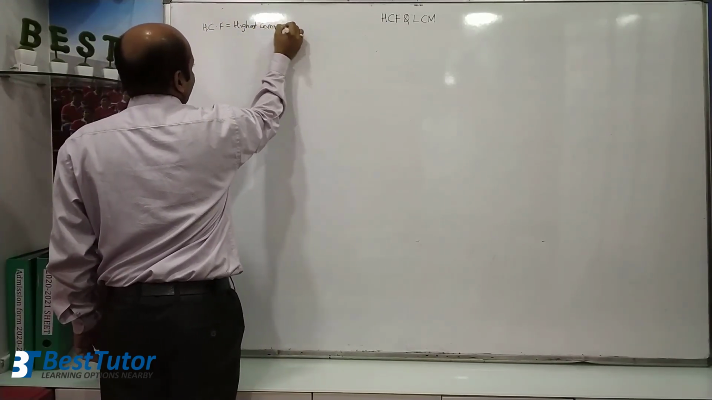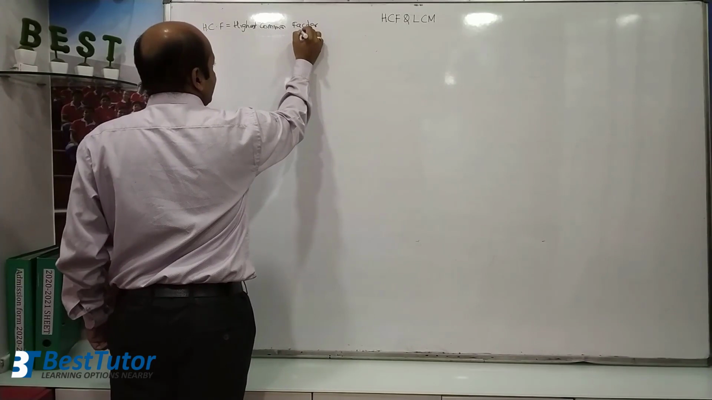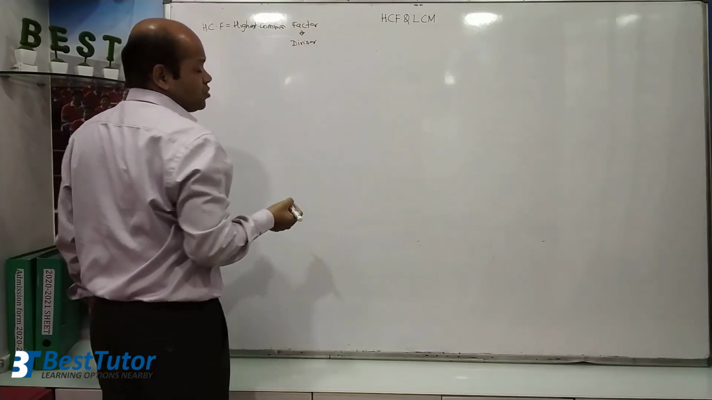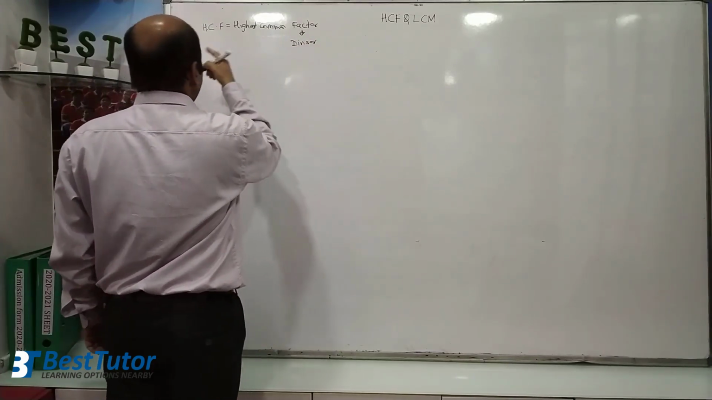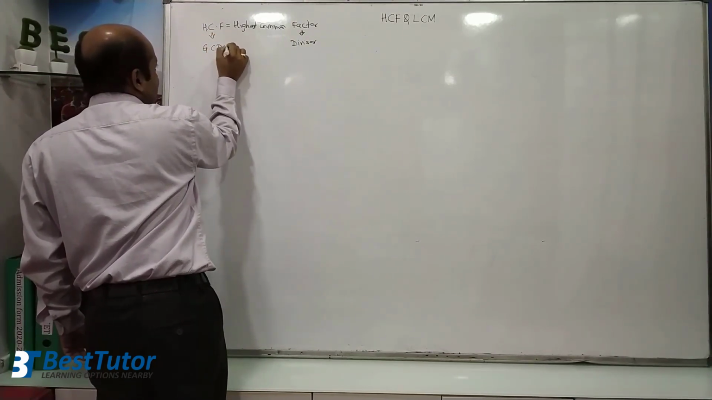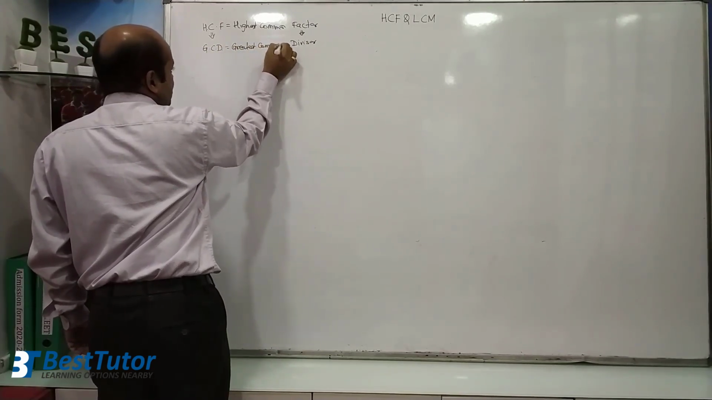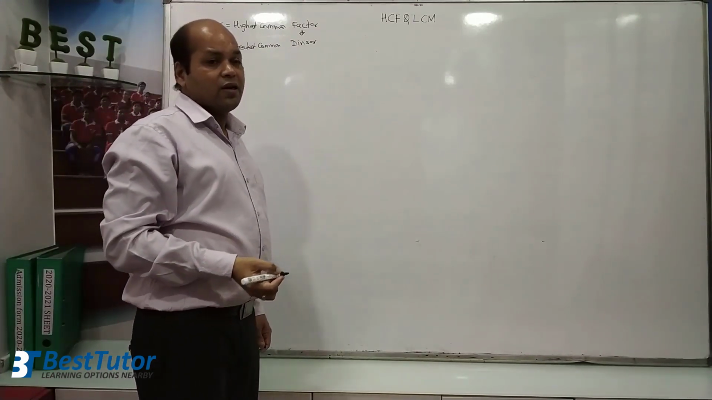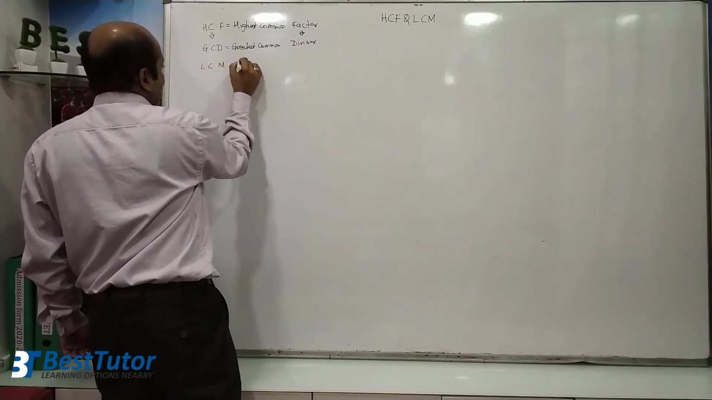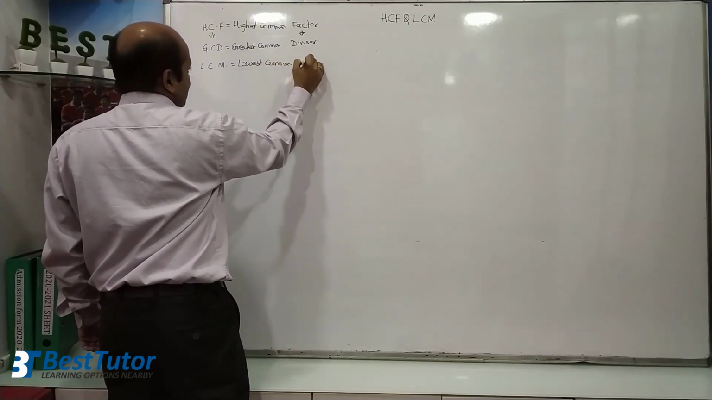HCF is an abbreviation for highest common factor, where factor means divisor. So that's the reason another abbreviation for HCF is GCD, which means greatest common divisor. Right. Next, we have LCM. What is LCM? It is lowest common multiple.